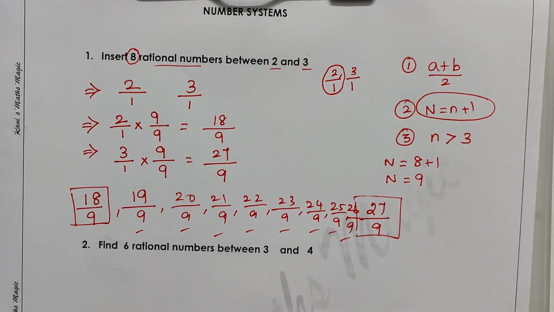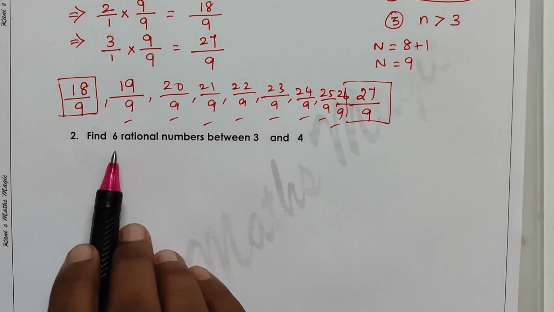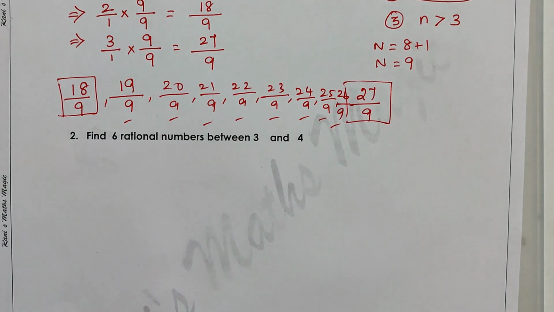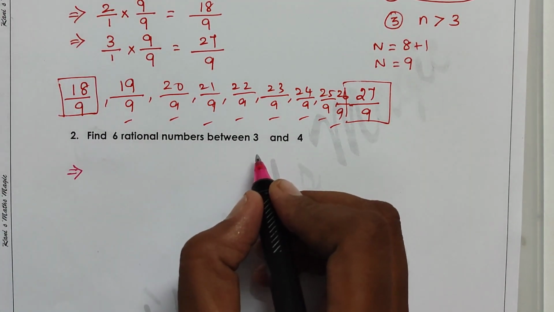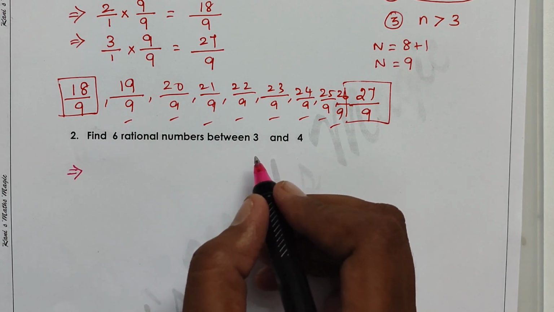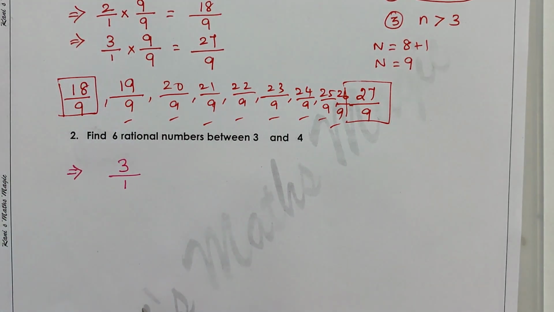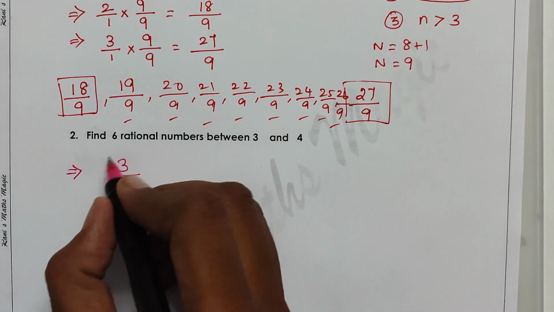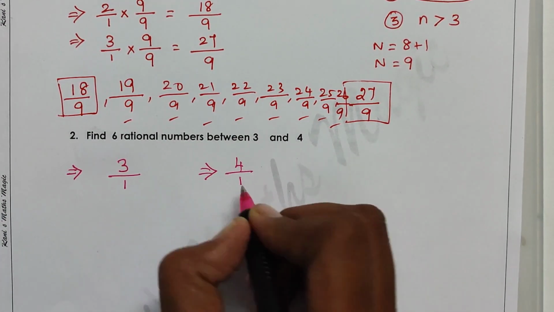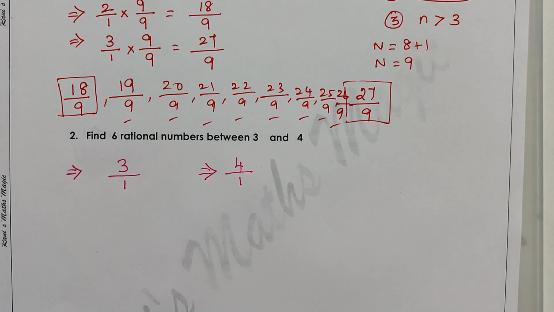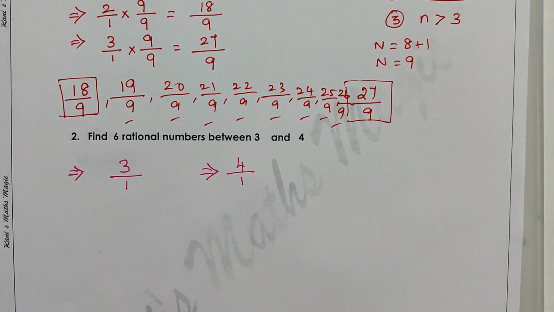Now, like the same one, we are going to do the second problem. Find 6 rational numbers between 3 and 4. What is the first step? If it is a whole number, we have to make it a rational number. So I am dividing by 1. Now 3 becomes a rational number. Likewise, 4 divided by 1, so now 4 also becomes a rational number. Now I need 6 rational numbers between these two numbers.